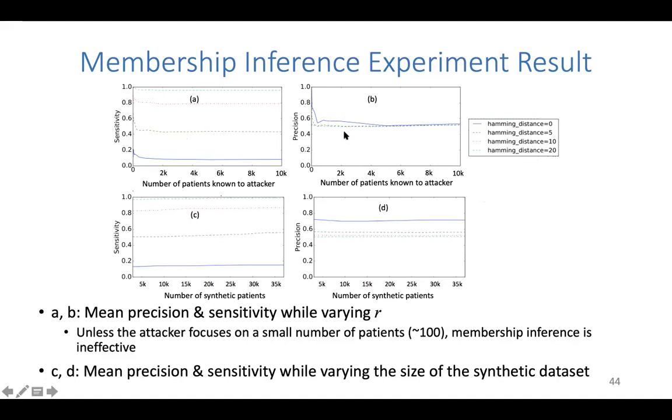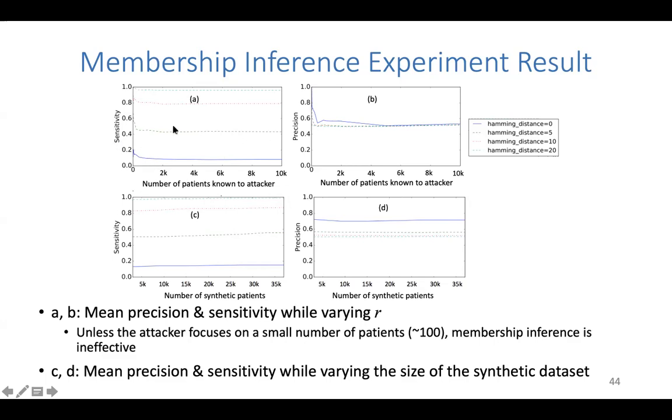So in that case, you're getting a lot of matches. And if you treat all of them as matches, then obviously your recall, sensitivity is actually recall, is going to rise. But it is invariant to the number of patients known to the attacker. Almost invariant, except for the very small number of R cases, like when R is 10 or 5. Except for those cases, increasing the value R has no effect on the sensitivity.